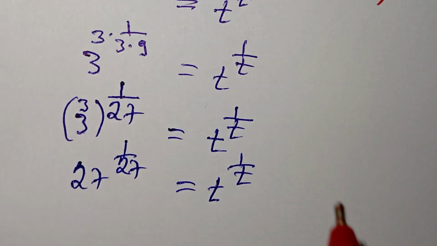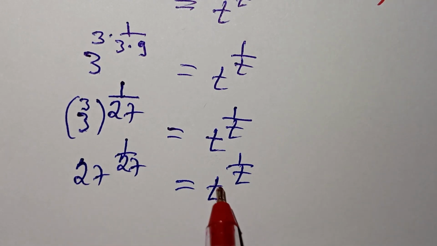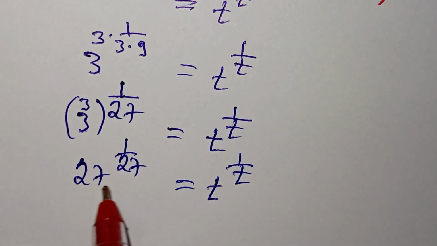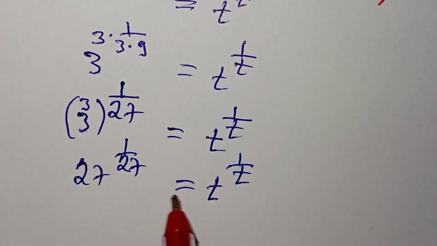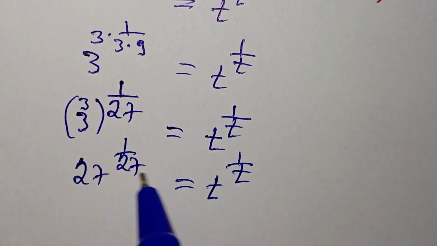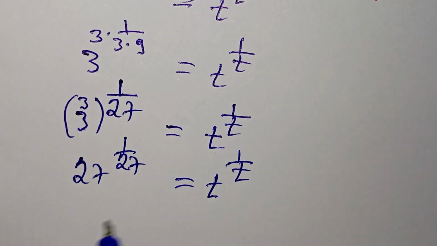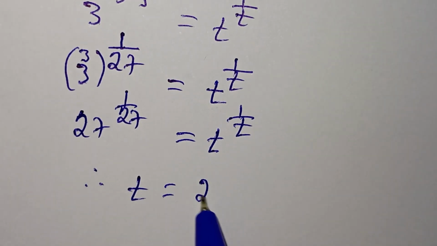So as you see, this is t and this is t, this is 27 and this is 27, similar. So t is equal to 27. Therefore, t is equal to 27.